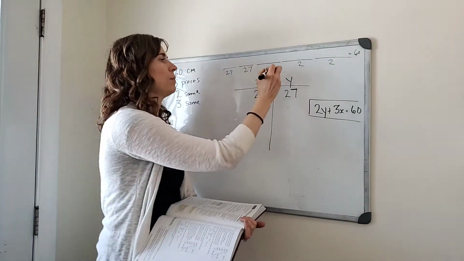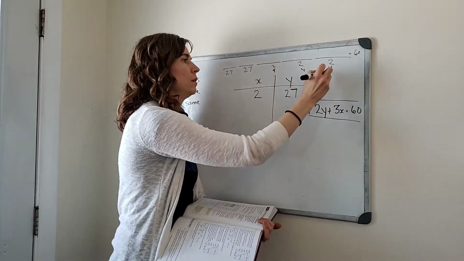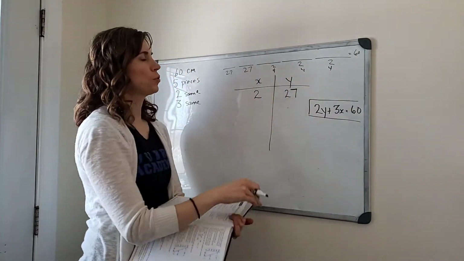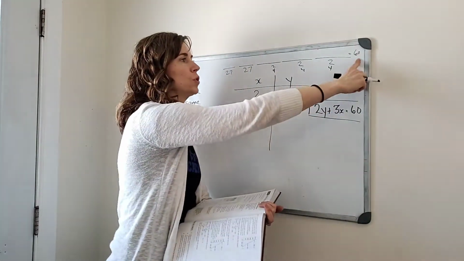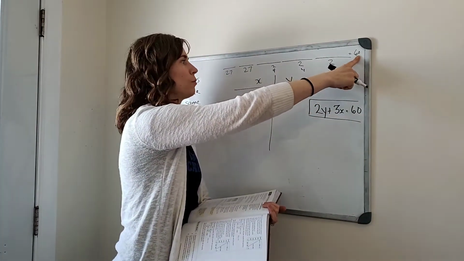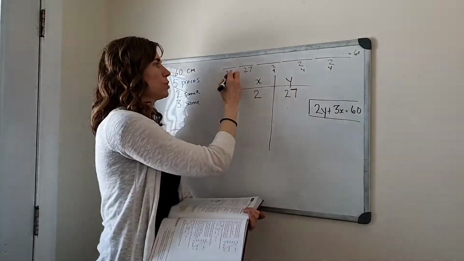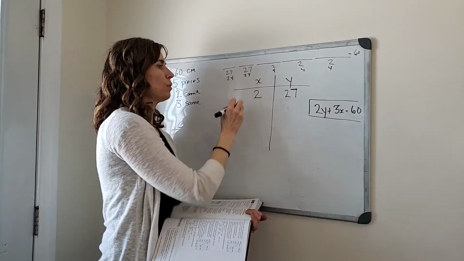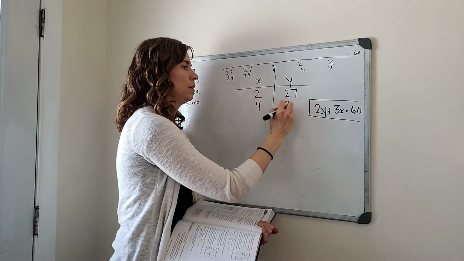Let's see. Let's say if we made these each 4. Okay, that would be 12. 60 minus 12 would get me down to 48. 48 divided into 2 is 24. So these could be 24. So there's another one, 4, 24.